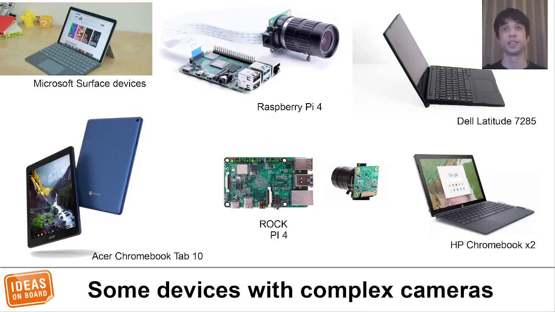The first device that brought this issue to light was the OMAP 3 camera on the Nokia N900 in 2009, but more recently it's been on devices like the Acer Chromebook Tab 10 and the Dell Latitude 7285. Other devices include the Microsoft Surface devices, HP Chromebook X2, the Rock Pi, and even the Raspberry Pi.